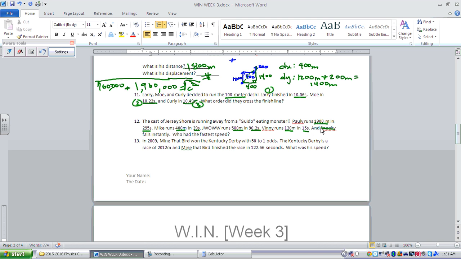For sure it's not Snooki, because she fell down instantly, so she doesn't have a speed. But if we're looking at speed, it's just going to be distance divided by time.